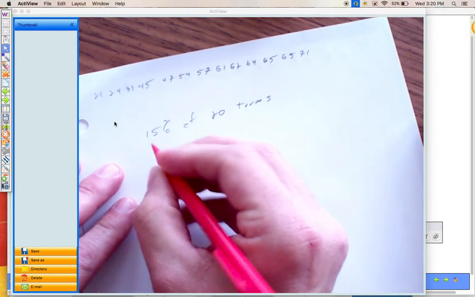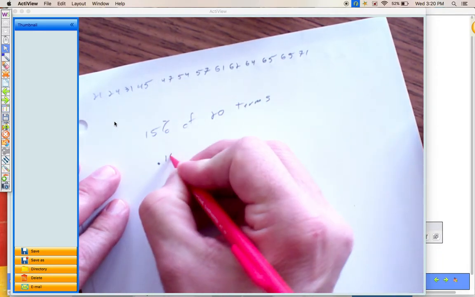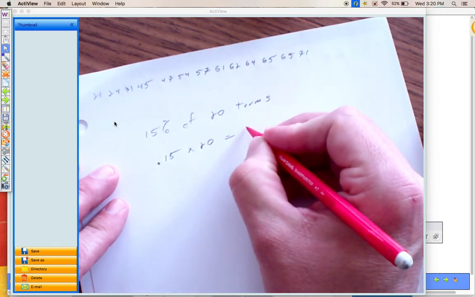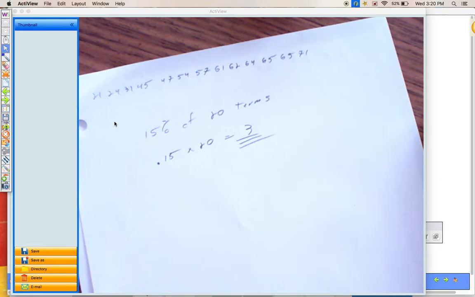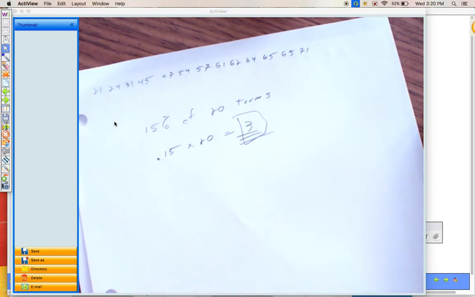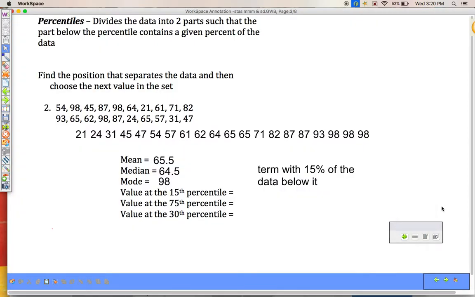To calculate this, I'm going to make this a decimal and multiply it by my number of terms. Plug in the calculator, and we get 3 terms. So 15% of my 20 terms is going to be 3 terms. Now with that, what we want to know is which term has 3 terms below it. What term has 15% of the data below it?